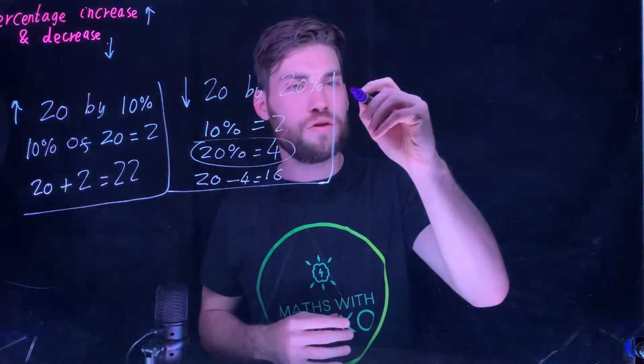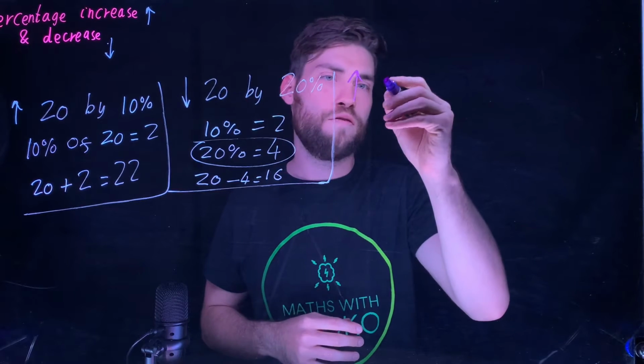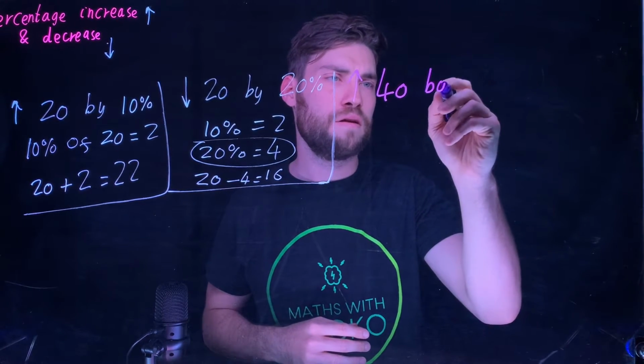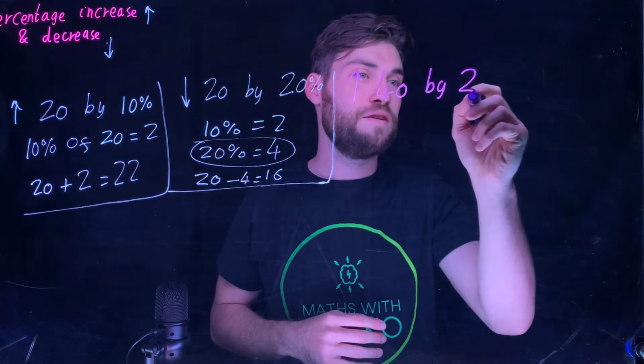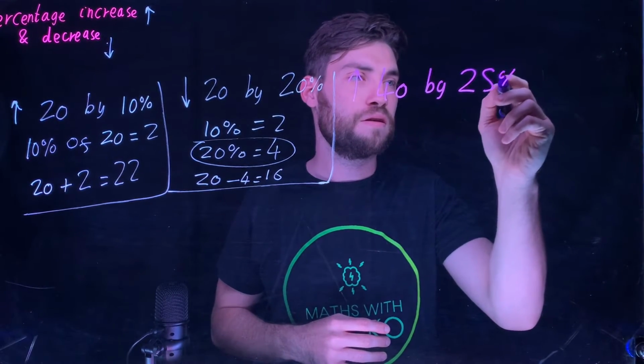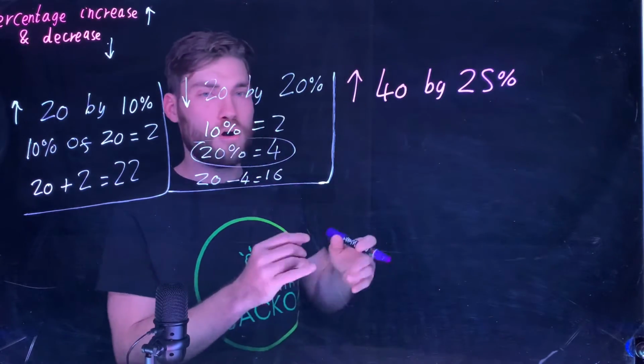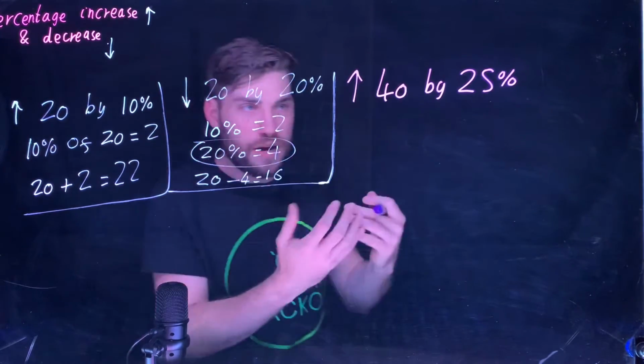Right, so now I want you to increase, let's go for 40 by 25%. Yeah, increase 40 by 25%. So pause it, have a go. Right, so you should have had a go this time.